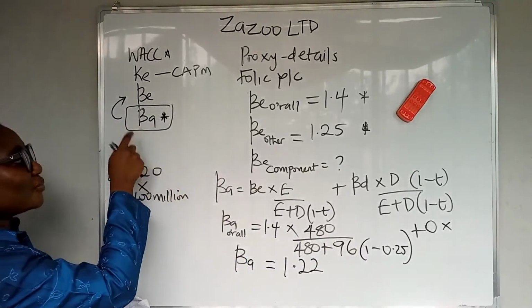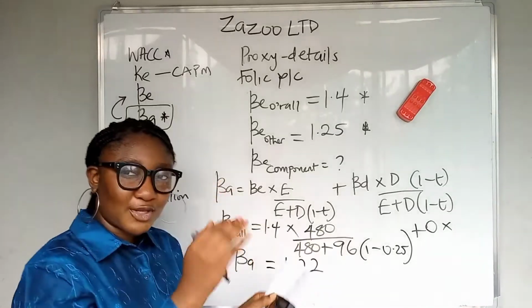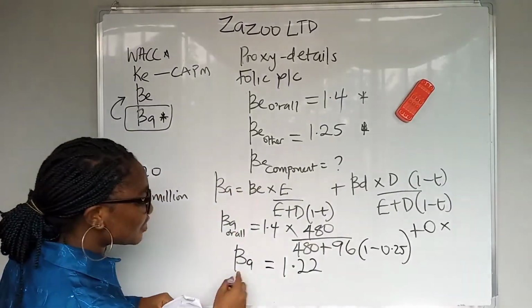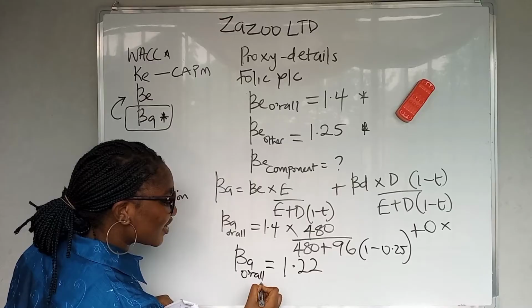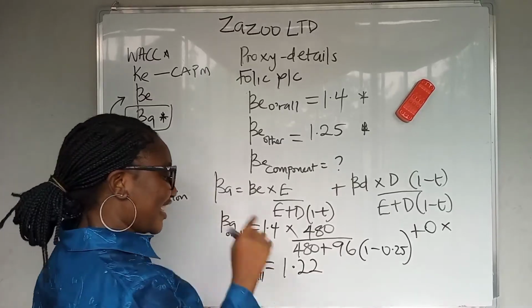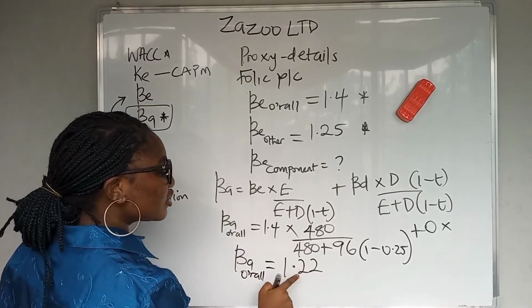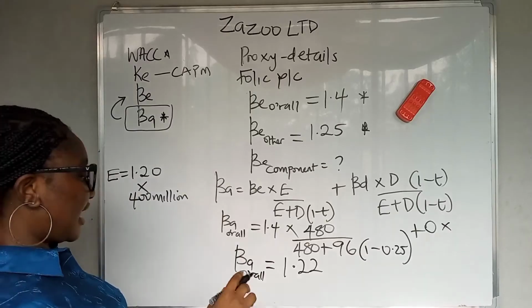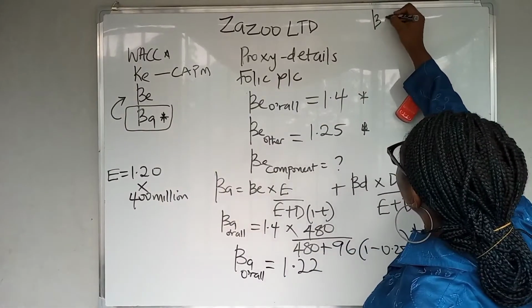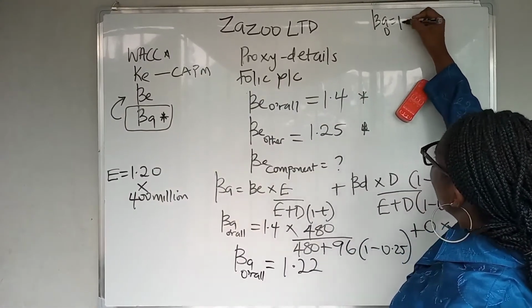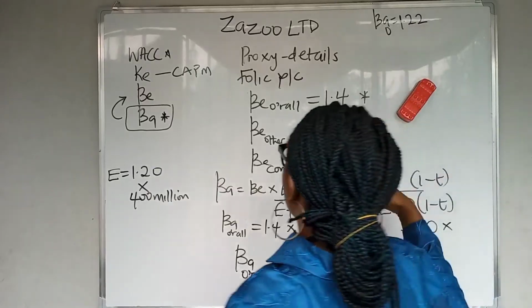Don't forget I said we're looking for the business risk of the component aspect of the business. But this is the business risk of the overall. It's like you're looking for a treasure, so you have to keep digging. That's the twist in this question. So it's 1.22. So you put that aside, that the business risk overall is 1.22. We're getting a step closer.